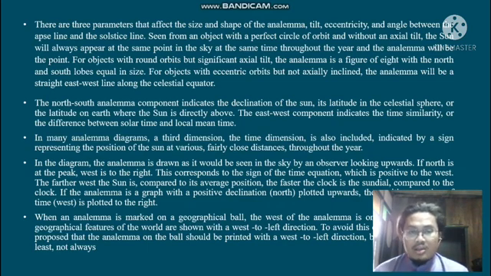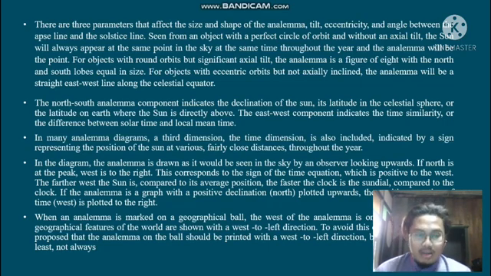For an object with an eccentric orbit but not axially inclined, the analemma will be a straight east-west line along the celestial equator. The north-south analemma component indicates the declination of the sun, its latitude on the celestial sphere, or the latitude on Earth where the sun is directly above. The east-west component indicates the equation of time, or the difference between solar time and local mean time.